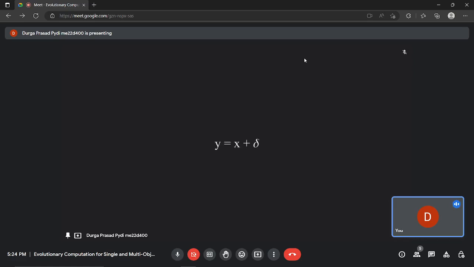How do you go about doing that? You consider some y; x is your input, and you want to generate a new value y, so you add some delta to x. But delta has to be generated from some distribution which gives more weightage to the previous values. So this is the formula we are going to use.